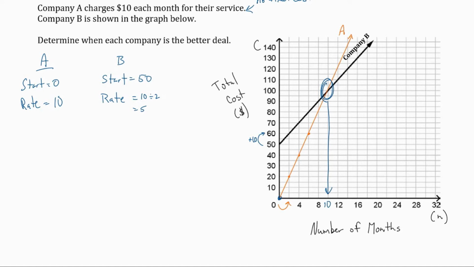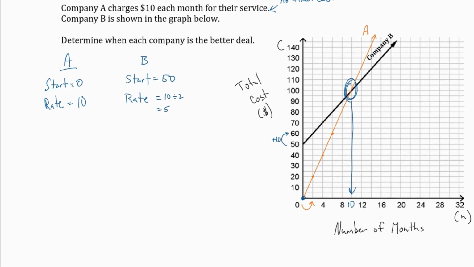But when is each the better deal? So A is better for fewer than 10 months because it's below, right? So it's cheaper. And again, you can come up with a particular example if you want. And I can say, what about for 4 months? Well, A is only $40 and B is $70. So B is cheaper. Or sorry, B is more expensive. A is cheaper, right? So A is cheaper for fewer songs. Sometimes we get this backwards for whatever reason. In our head, we mix them up. So thinking about a specific example can help you make sure that you're on the right track.